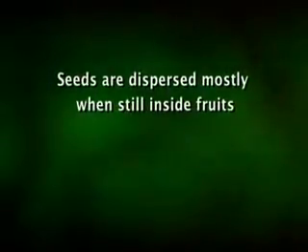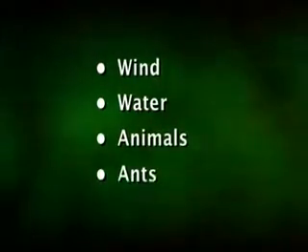Now we'll talk briefly about seed dispersal. The fundamental purpose of a seed is to serve as a means of reproduction in plants. However, since higher plants lack locomotion, seed dispersal assumes a special significance. Seeds represent an excellent means of dispersal of plants to far off places. Seeds are dispersed mostly when still inside fruits. However, some seeds aid in their own dispersal. Different agencies are involved in seed dispersal. These include wind, water, animals, ants, etc.